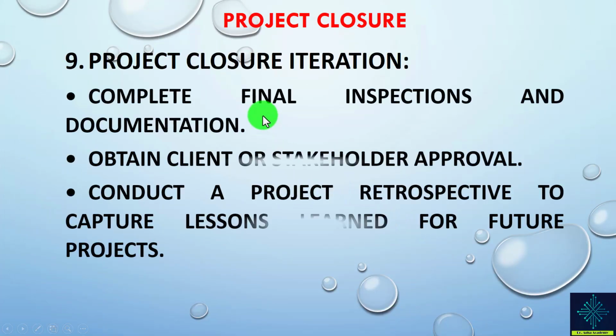Then the project closure iteration. And in this iteration, we complete final inspections and documentation. This is a final validation, and obtain client or stakeholder approval. Conduct a project retrospective to capture lessons learned for future projects.